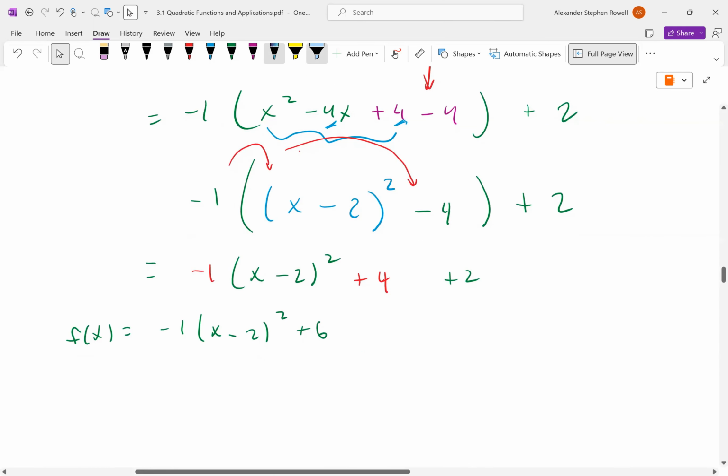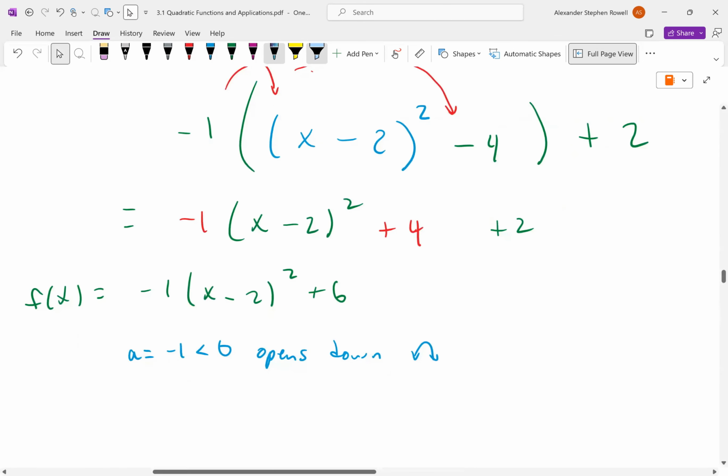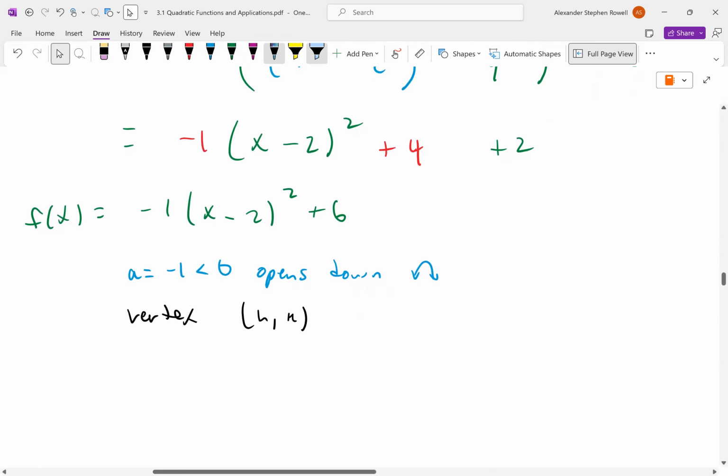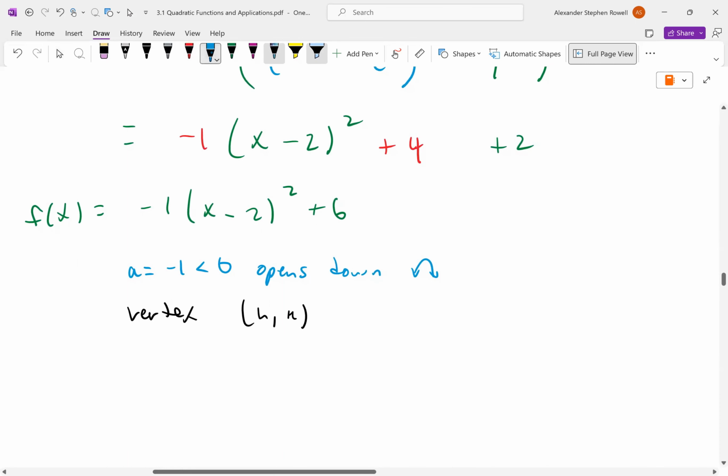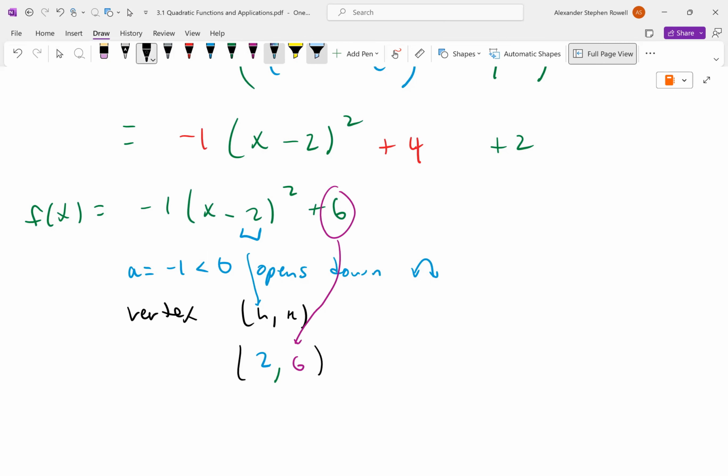Does this parabola open up or down? -1 is less than 0. Opens down. It's a sad face. What's my vertex? Very good. It's the opposite sign. What are you subtracting? So it's 2. And you just take the 6 as it is. 2, 6. And what's the axis of symmetry? Very good. The vertical line through this is x equals 2.